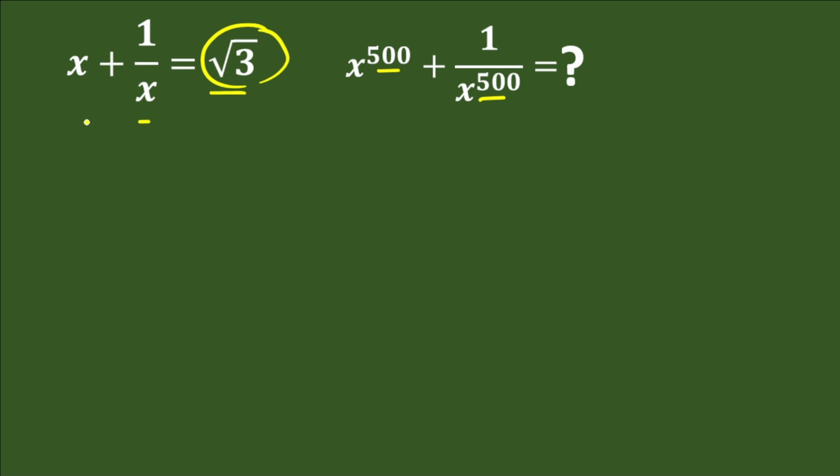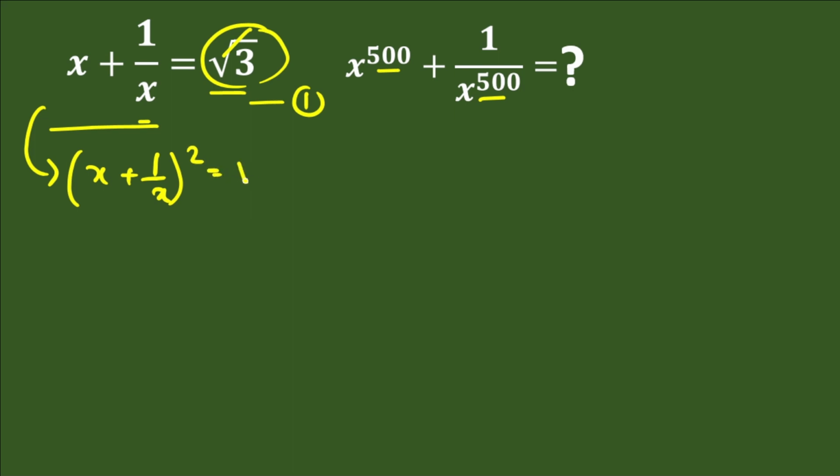Now for solving this, first of all, we'll convert this equation in the form of x square and eliminate this square root. For that we'll square both sides. First of all we'll take this as equation 1. So this is our equation 1, and now we'll square both sides. On the left hand side we have x plus 1 over x squared, and on the right hand side we have square root 3 squared.